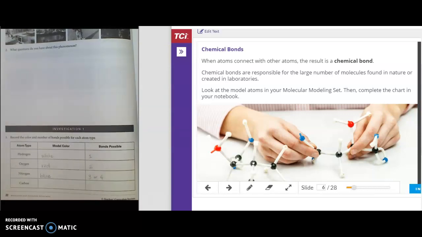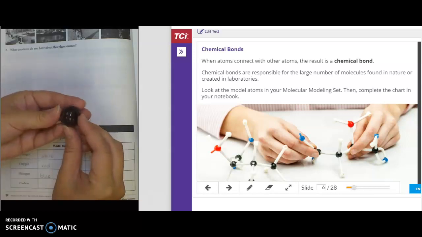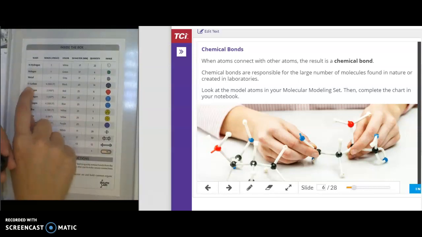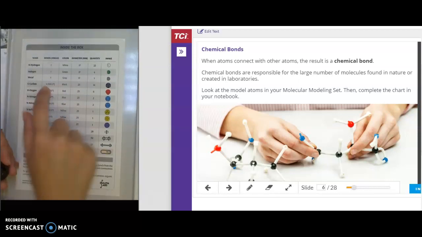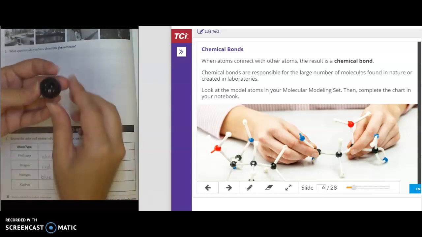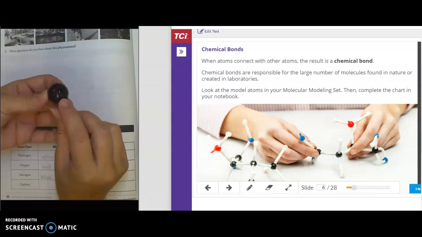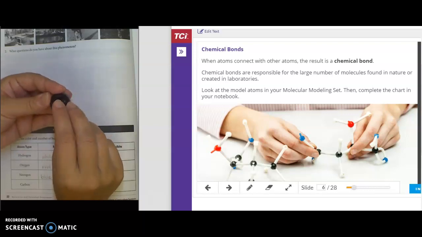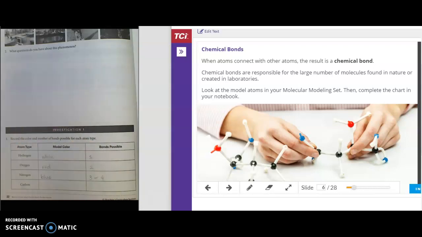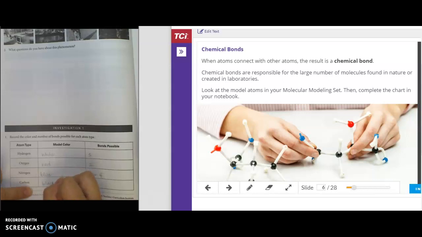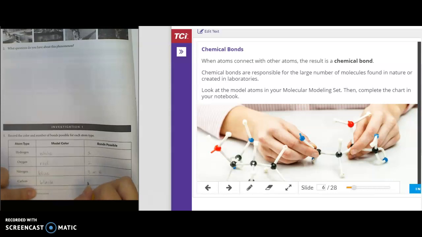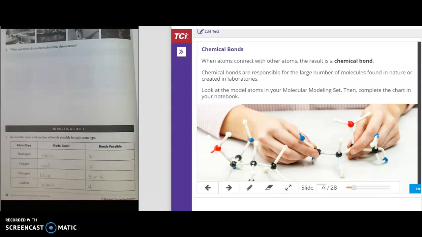And then last up on our list, we have carbon. Carbon's black. Grab my tool again. C for carbon, that's the chemical symbol. 4 bonds, and it's black. Let's take a look at the actual model, and I see I have 1, 2, 3, 4 areas where I can form a bond. All right, let's record that as well. Black, and I can form 4 bonds.